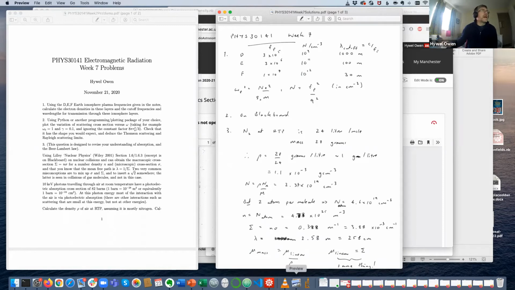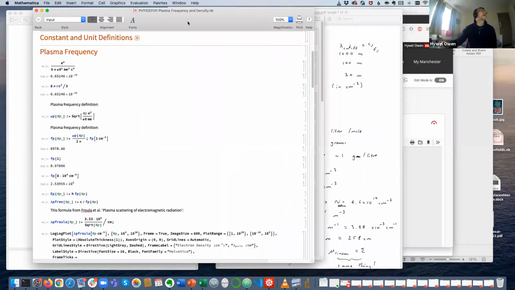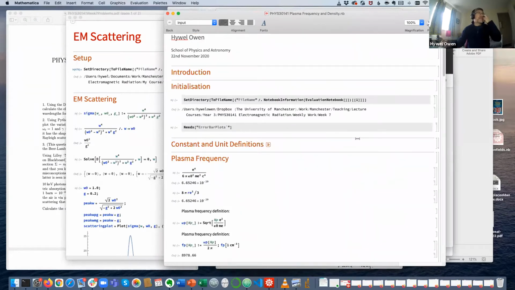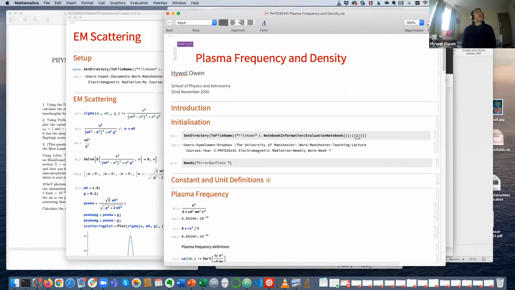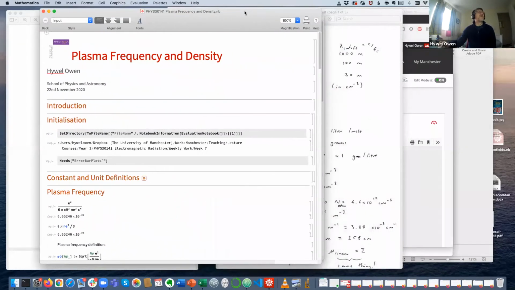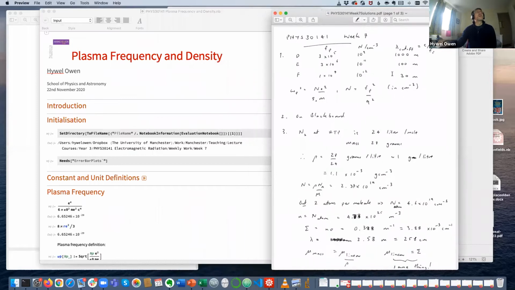So let's depict that, and I'm going to put this notebook onto Blackboard after this session. So I'm calculating here the plasma frequency and density that correspond to a number of different cutoff wavelengths. Just to remind ourselves that the plasma frequency squared is proportional to the number density of the charges. And we normally think about the number density of the electrons because it's the electrons that are doing all the interesting stuff.